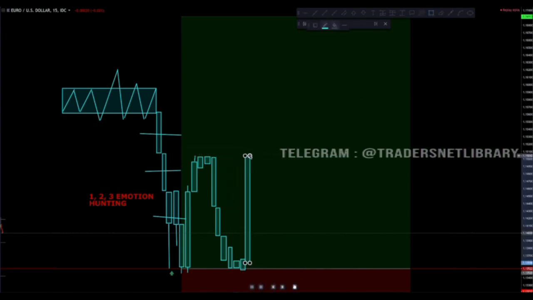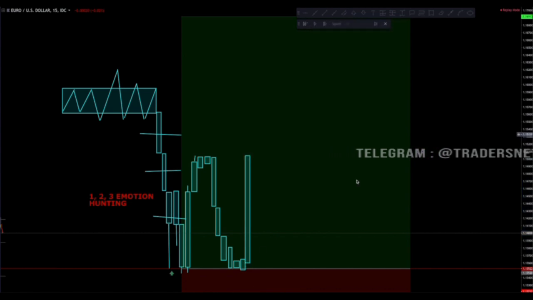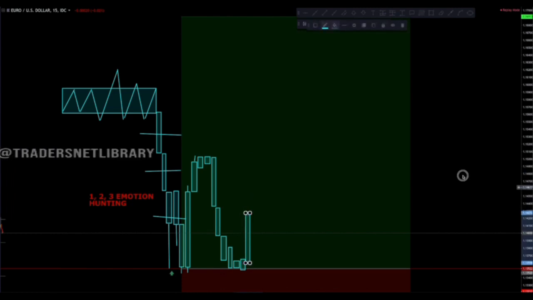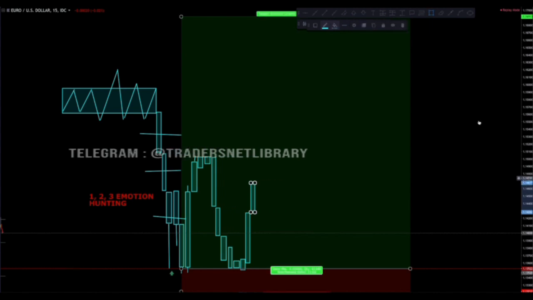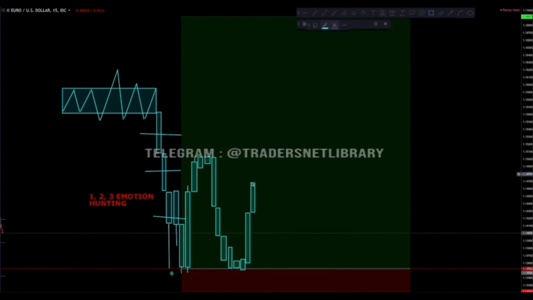Massive bullish bar, engulfing bullish bar. It doesn't have to be so big. It can be more quiet, but it's reversing from the point. And what you can do now, you can take buys.